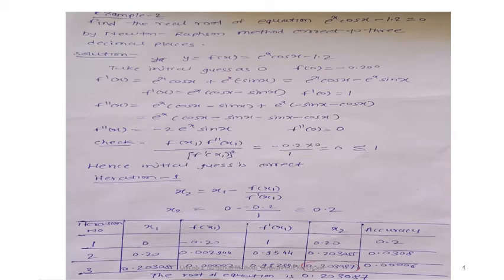In this example, the function is e raised to x cos x minus 1.2 is equal to 0, and we need to find the root by the Newton-Raphson method up to 3 decimal places. Now up to 3 decimal places means an accuracy of 0.001. So when the accuracy value falls below 0.001, you consider that as the root of the equation.